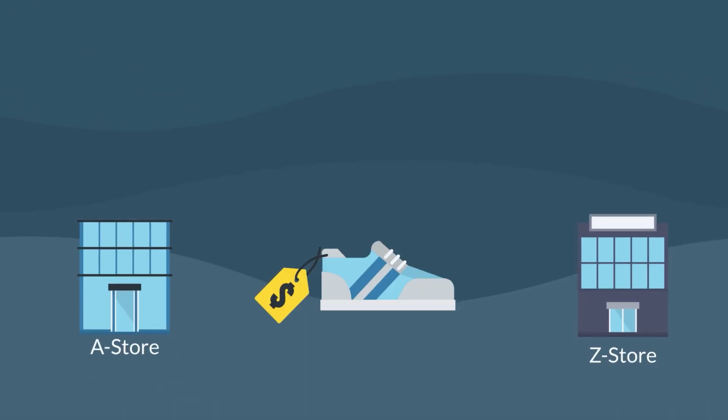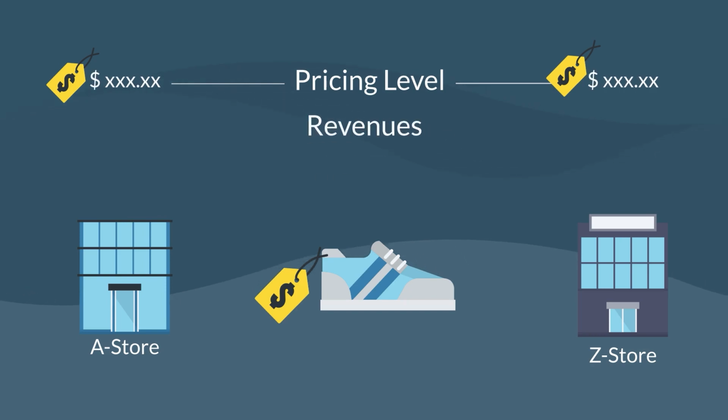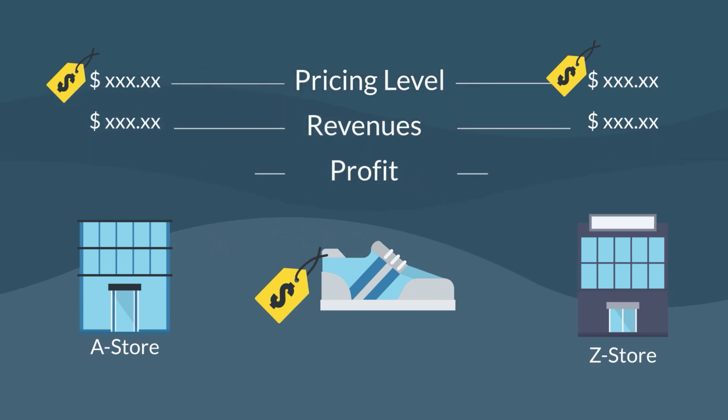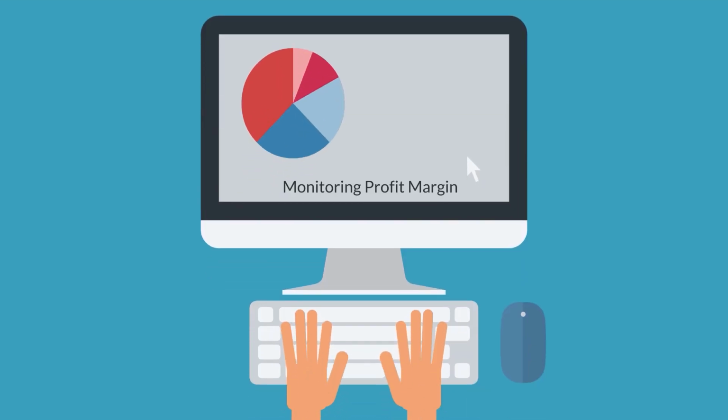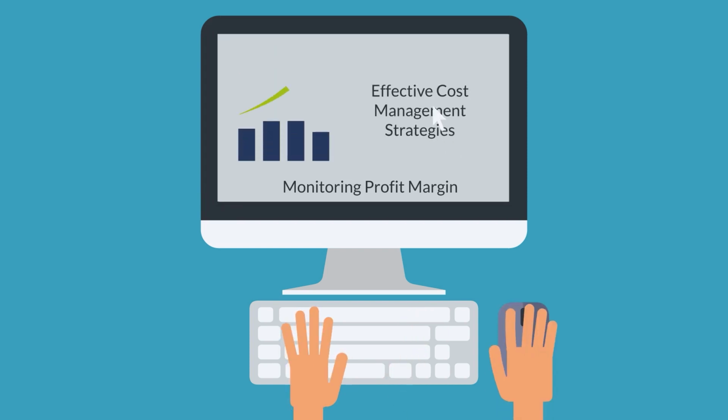Another important aspect of profit margin is its role in pricing strategies and cost management. Understanding profit margins enables businesses to set appropriate pricing levels, ensuring that revenues cover costs and that desired profit levels are achieved. Furthermore, monitoring profit margins helps identify areas of cost inefficiency, allowing companies to implement effective cost management strategies.